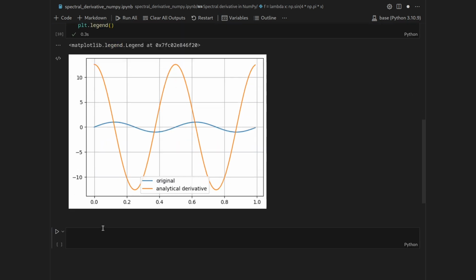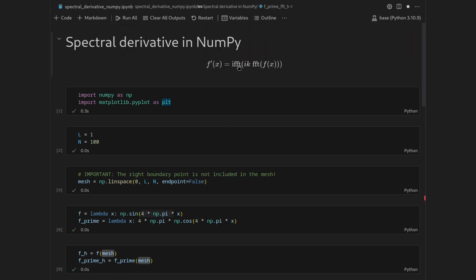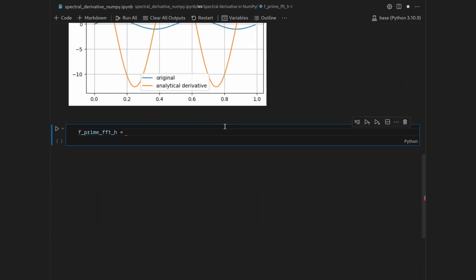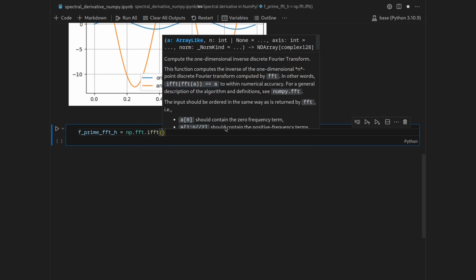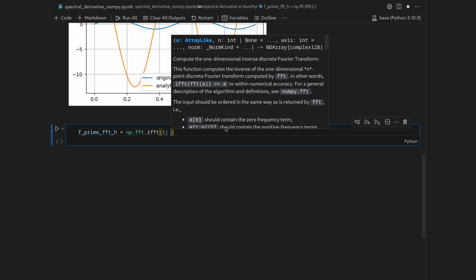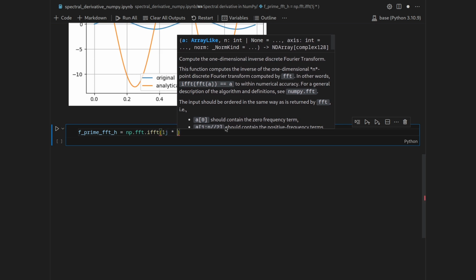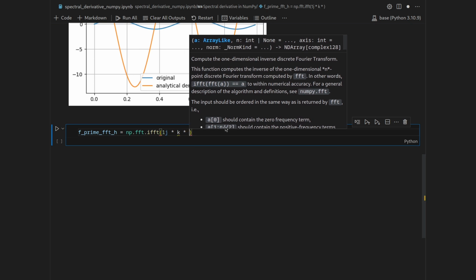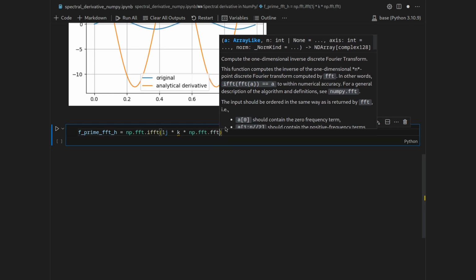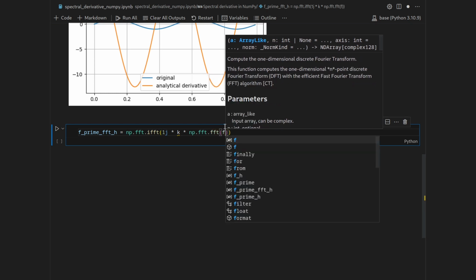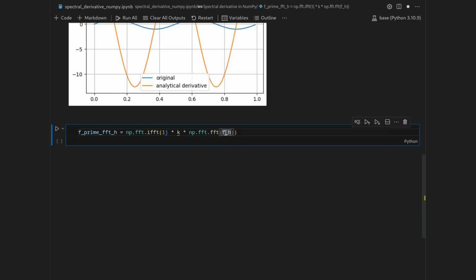So now let's take the spectral derivative, f_prime_fft_h, and let's loosely translate what we have here. So we have the inverse Fourier transformation, which you can get by numpy.fft.ifft, applied to the imaginary unit, which can be represented by 1 times j in Python, multiplied with the wave number k, and then multiplied with numpy.fft.fft applied to f_h, so the discretized version of our function.